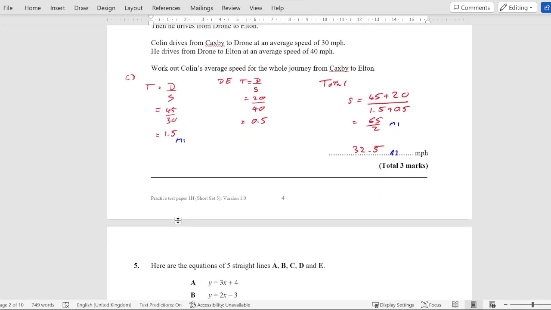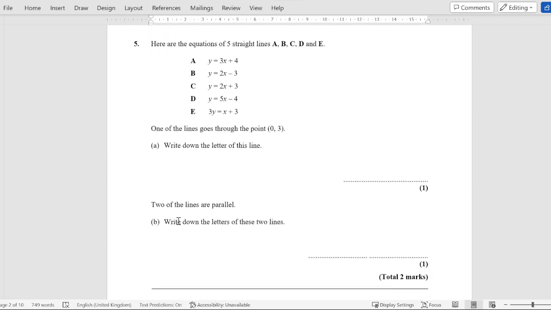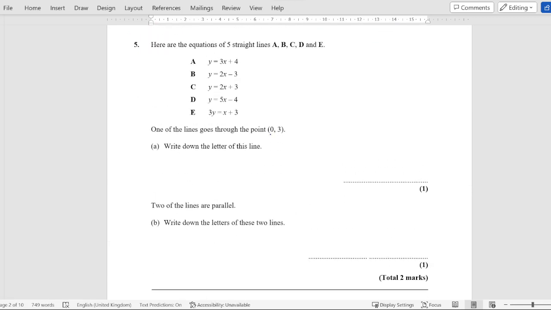And then if we move on to question 5, this was frustratingly easy. It was almost designed to try and catch you out with how easy it was. If you're told that it goes through where x is 0 and y is 3, it basically means we're looking for any equation that is in the form or can be arranged to the form of that. So it's just that one.